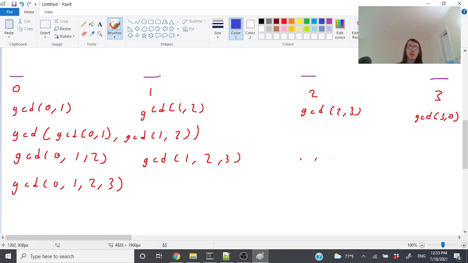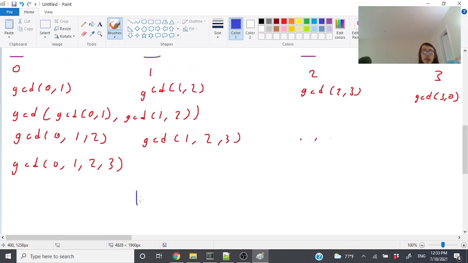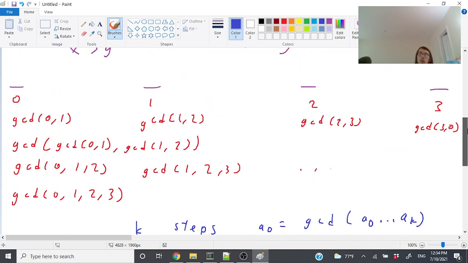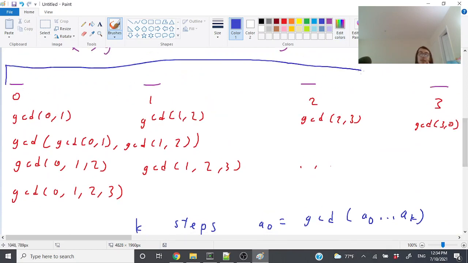After k steps, A0 is equal to the GCD of A0 to Ak, and A1 is equal to the GCD of A1 to A of 1 plus k mod n. The mod n is important because it's circular, and so on. In particular, it's equal to the GCD of some subarray.